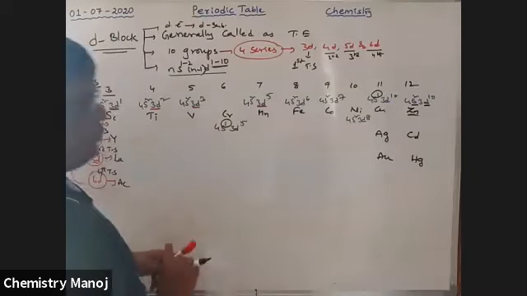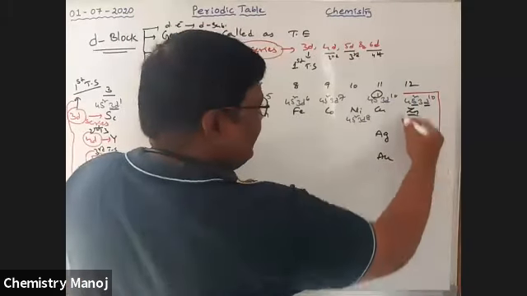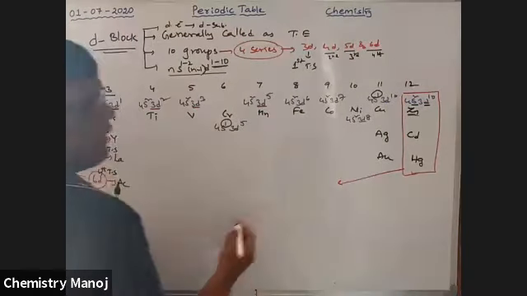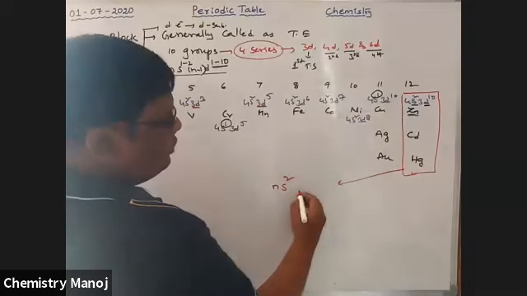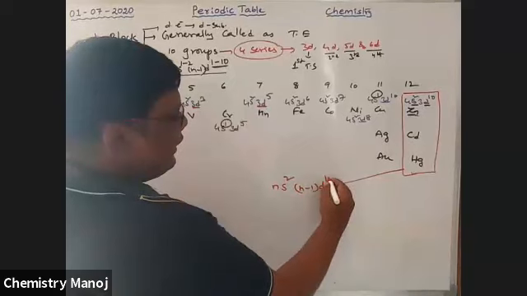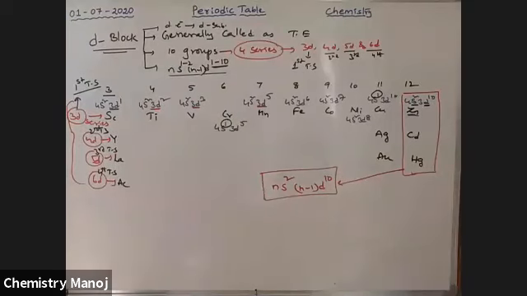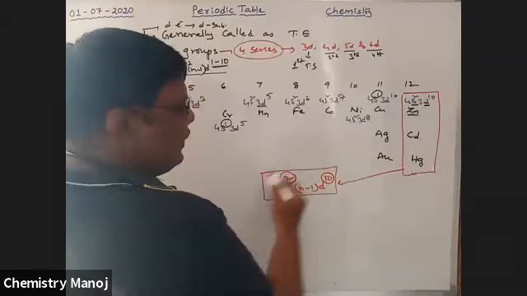The last group, what are these? There is the 12th group elements: zinc, cadmium, mercury. For these, the general outermost electronic configuration is ns2, (n-1)d10. That is the general outermost electronic configuration only for 12th group elements. In these elements, the s subshell will completely fill, and the d subshell will completely fill.